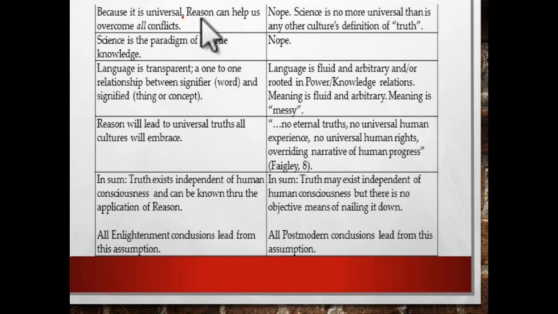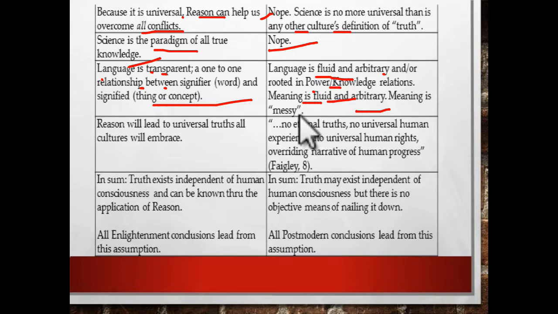Because it is universal, reason can help us overcome all conflicts. No, science is no longer universal. That is why cultures have their own definitions of truth. Science is the paradigm of all true knowledge. Language is a transparent, one-to-one relationship between signifier and signified. No, language is fluid and arbitrary, and rooted in power relations. Meaning is fluid and arbitrary. Meaning is messy.